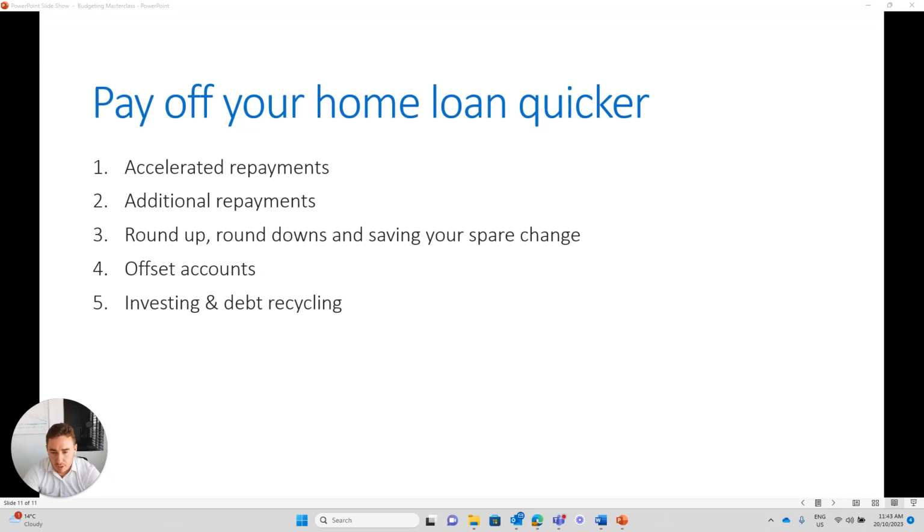Okay, how to pay off your home loan quicker. Let's look at number five, investing and debt recycling. If you've ever seen an ad online or on social media about paying off your home loan in 10, 15 years, or maybe even paying off the total home in under 10 years, a lot of the time what they are spruiking or advertising is debt recycling or investing.